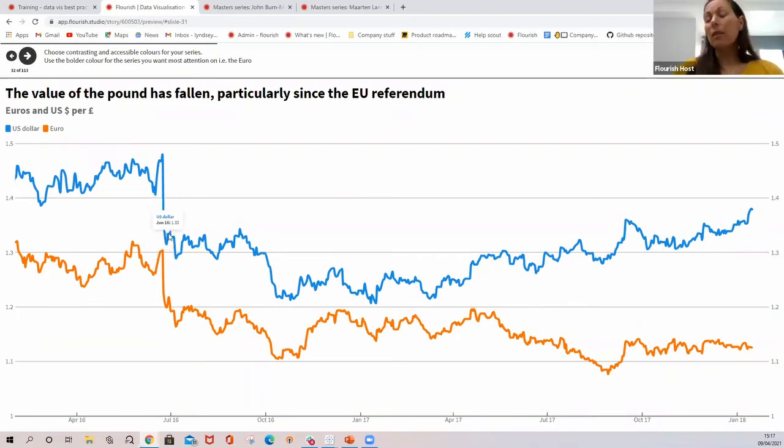And also the bank decided to make its lines slightly thicker, so even the weight of your lines on your line chart is a design decision that should be thought about. So that's our colour decisions.